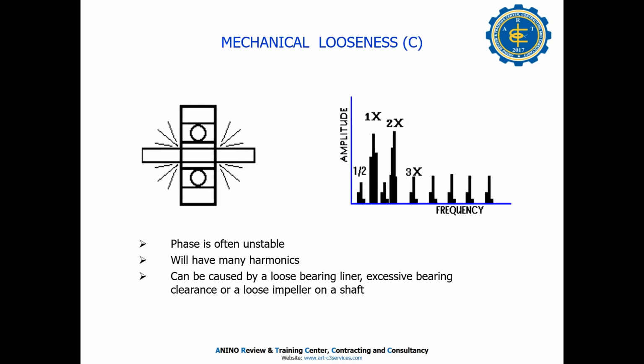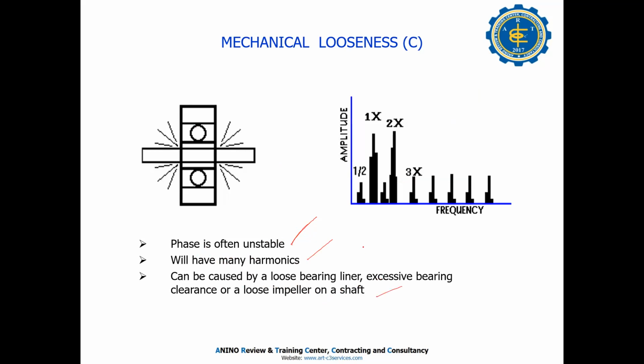So, mechanical looseness. Okay. Phase is often unstable. It's good that you have phase analysis. You check the phase angle. It's good. We'll have many harmonics. It can be caused by a loose bearing liner, excessive bearing clearance, or a loose impeller on the shaft.